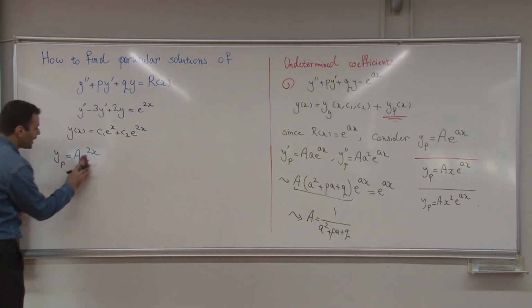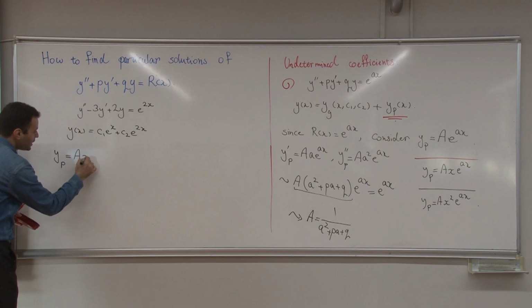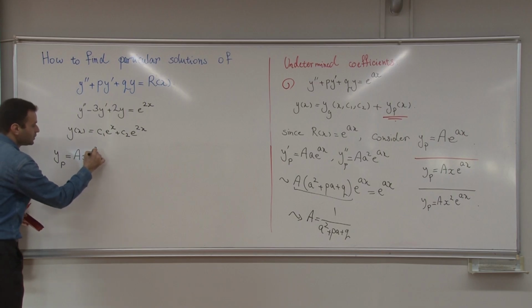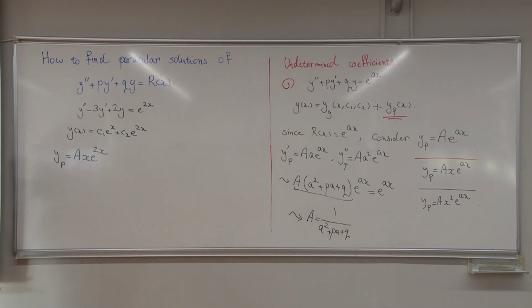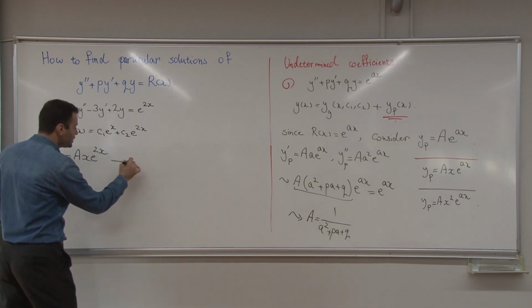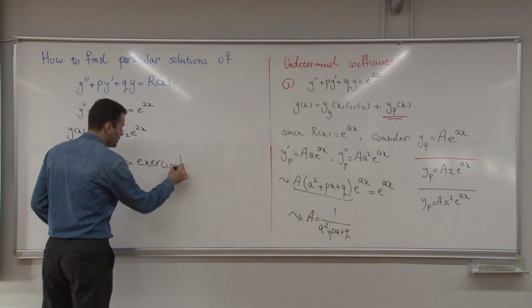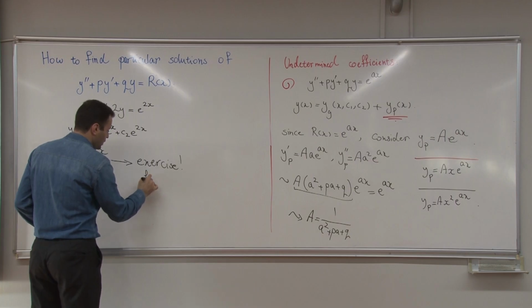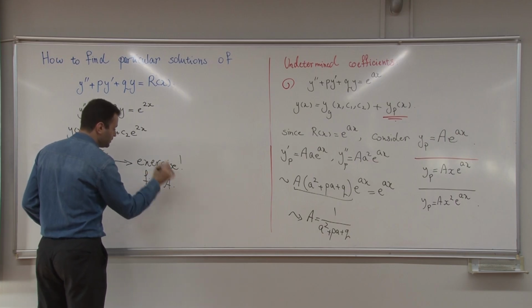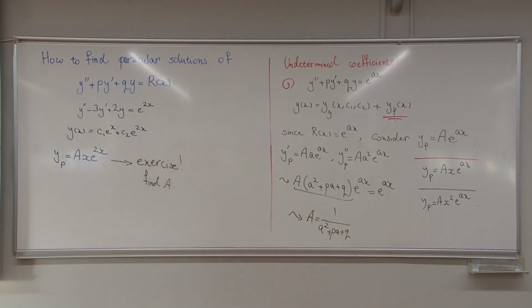What we need to do is that we need to write this as x e to the power of 2x. If this also does not work, x to the power of 2 e to the power of 2x, right? I'm leaving it as an exercise to you. Find A. Okay?